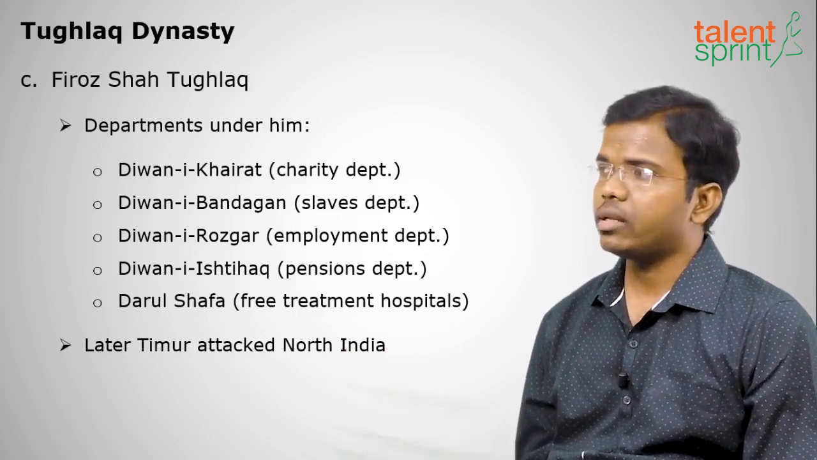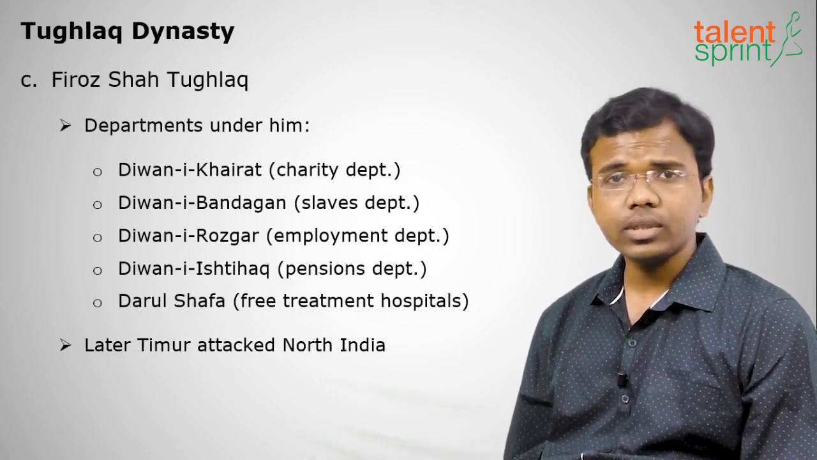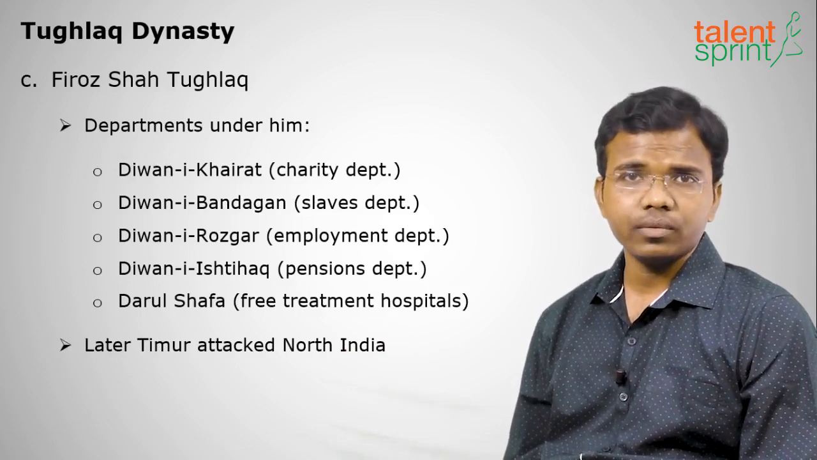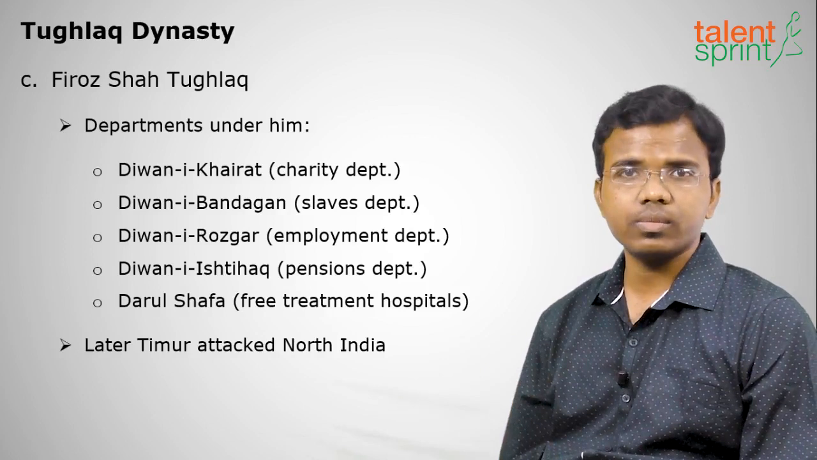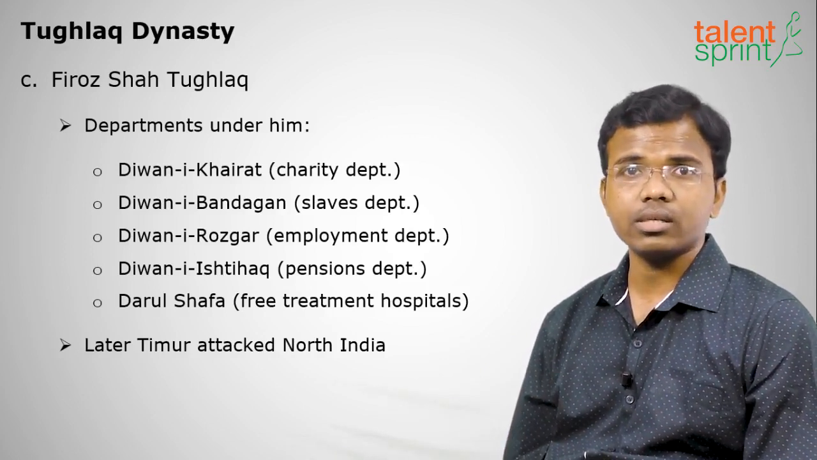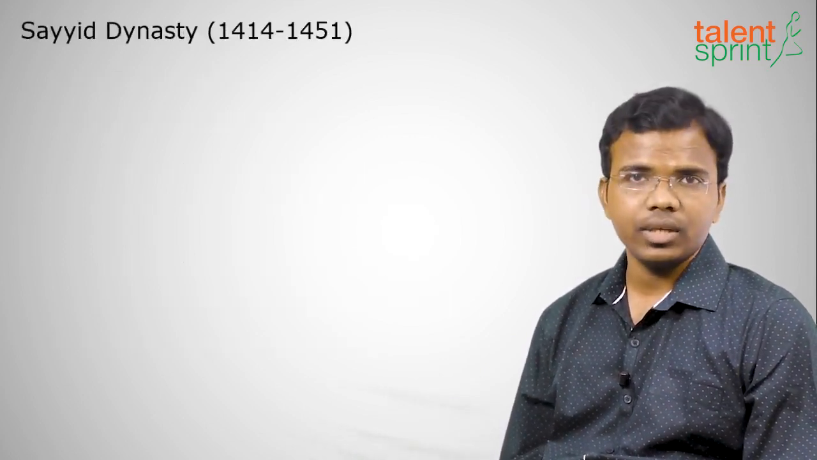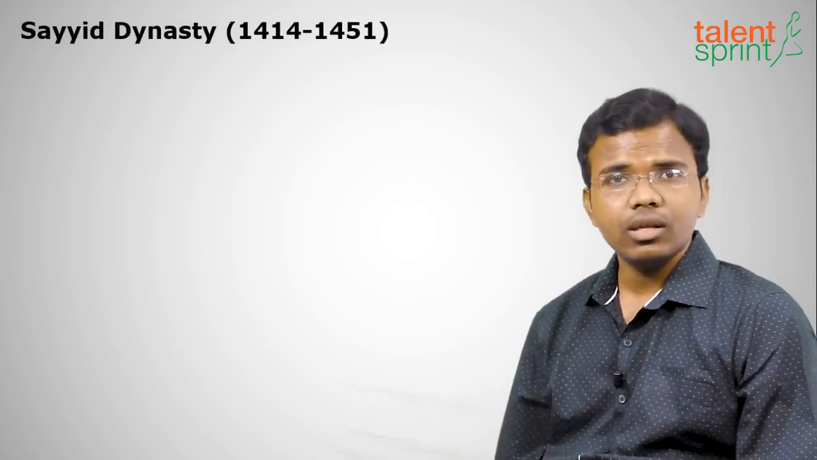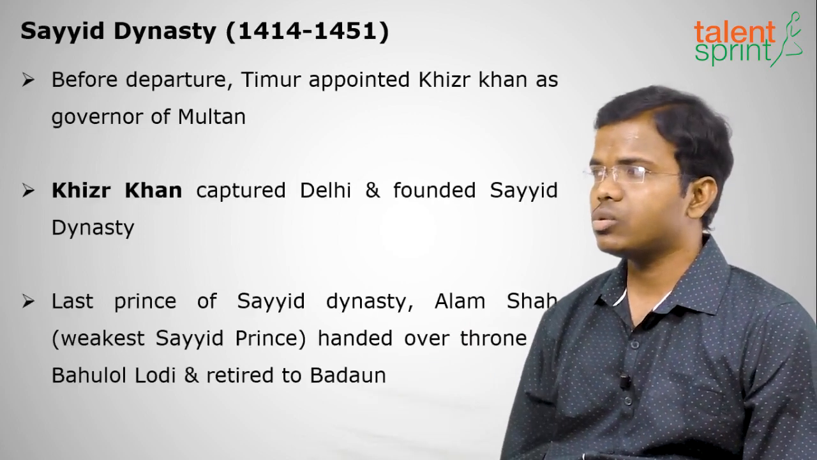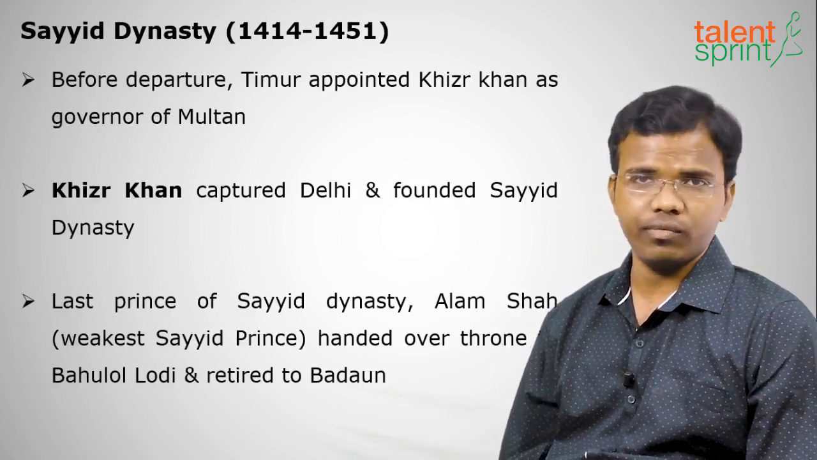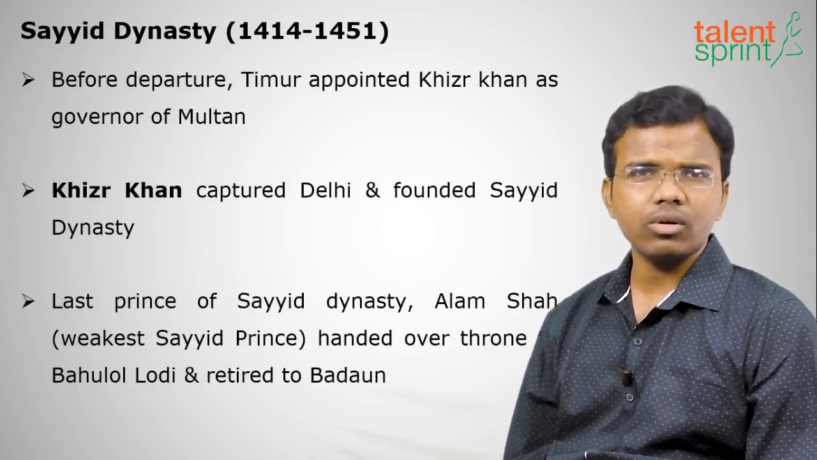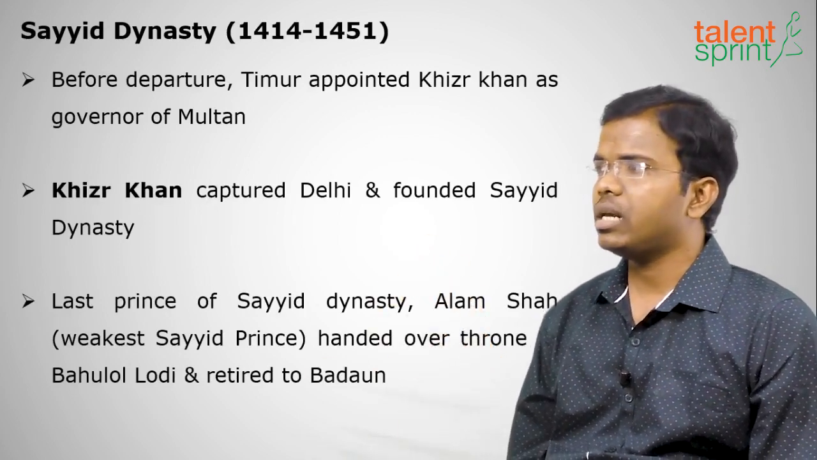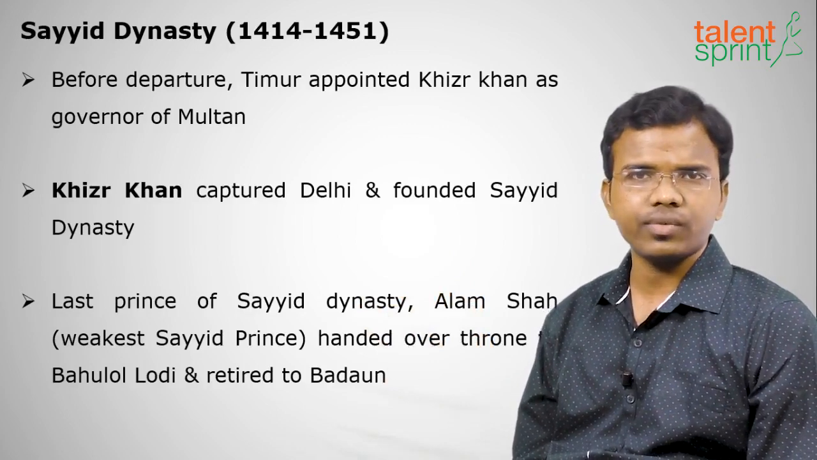Okay, and later Timur attacks North India. So while Timur attacks North India, the throne goes to the Timur. Okay, and while Timur goes to his Central Asia, he will appoint a person called Khizr Khan, and Khizr Khan will establish the famous Sayyid dynasty after the Tughlaq dynasty. And Sayyid dynasty rules from 1414 to 1451. There is not much important about the Sayyid dynasty. The founder is Khizr Khan, and he captured Delhi and placed the foundation for Sayyid dynasty.